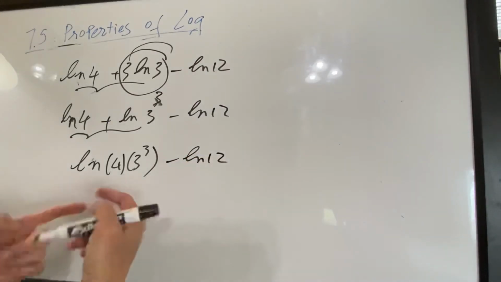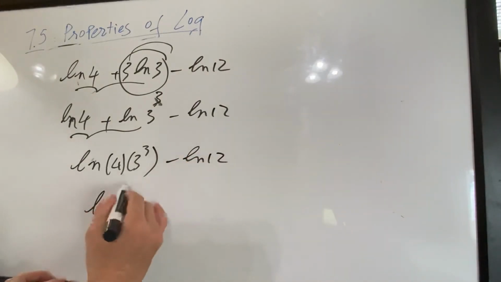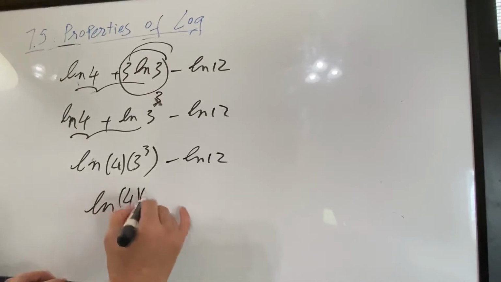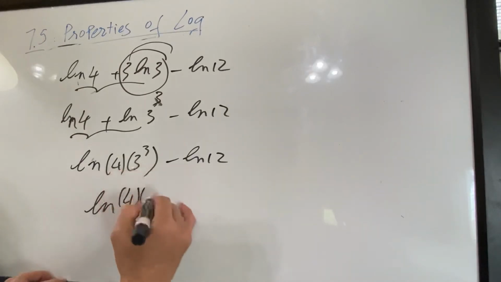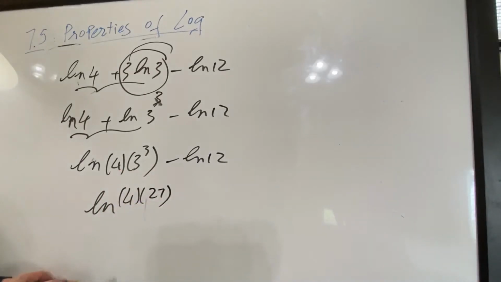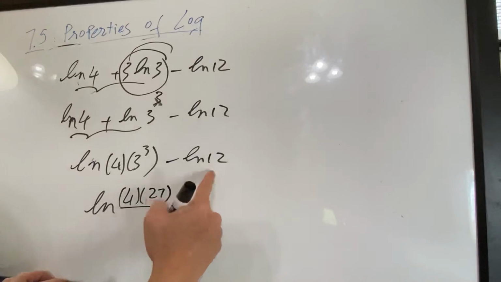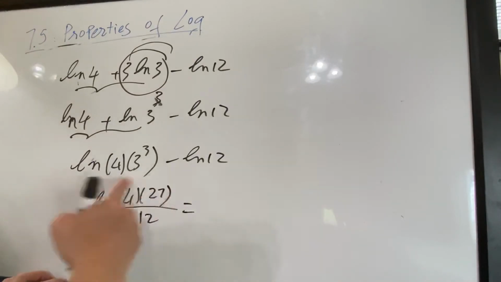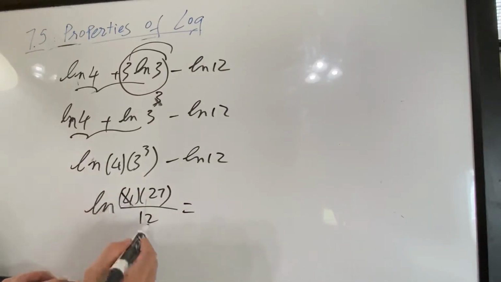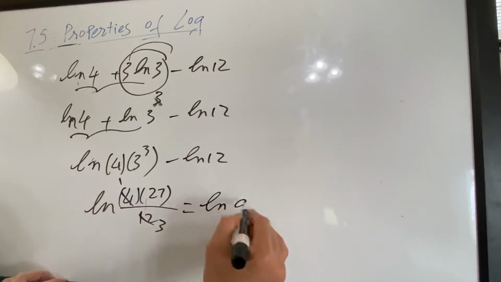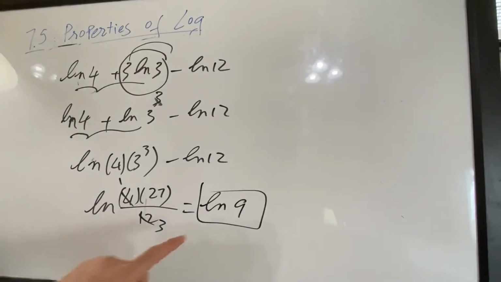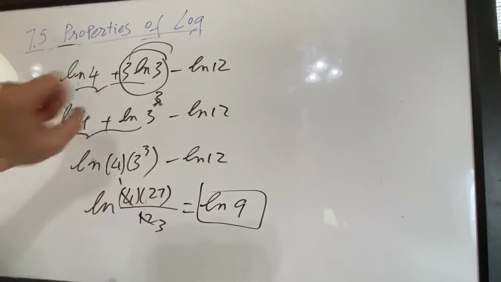Now, product. So you have ln of 4 times 3 to the third, which is what? Just to be sure, 3 to the third is 27. Got it? All right, over 12. There we go, because that's the quotient rule. Now you can see that this is 1, this is 3, and 27 divided by 3, you get ln of 9. That's it. This is the condensed version.